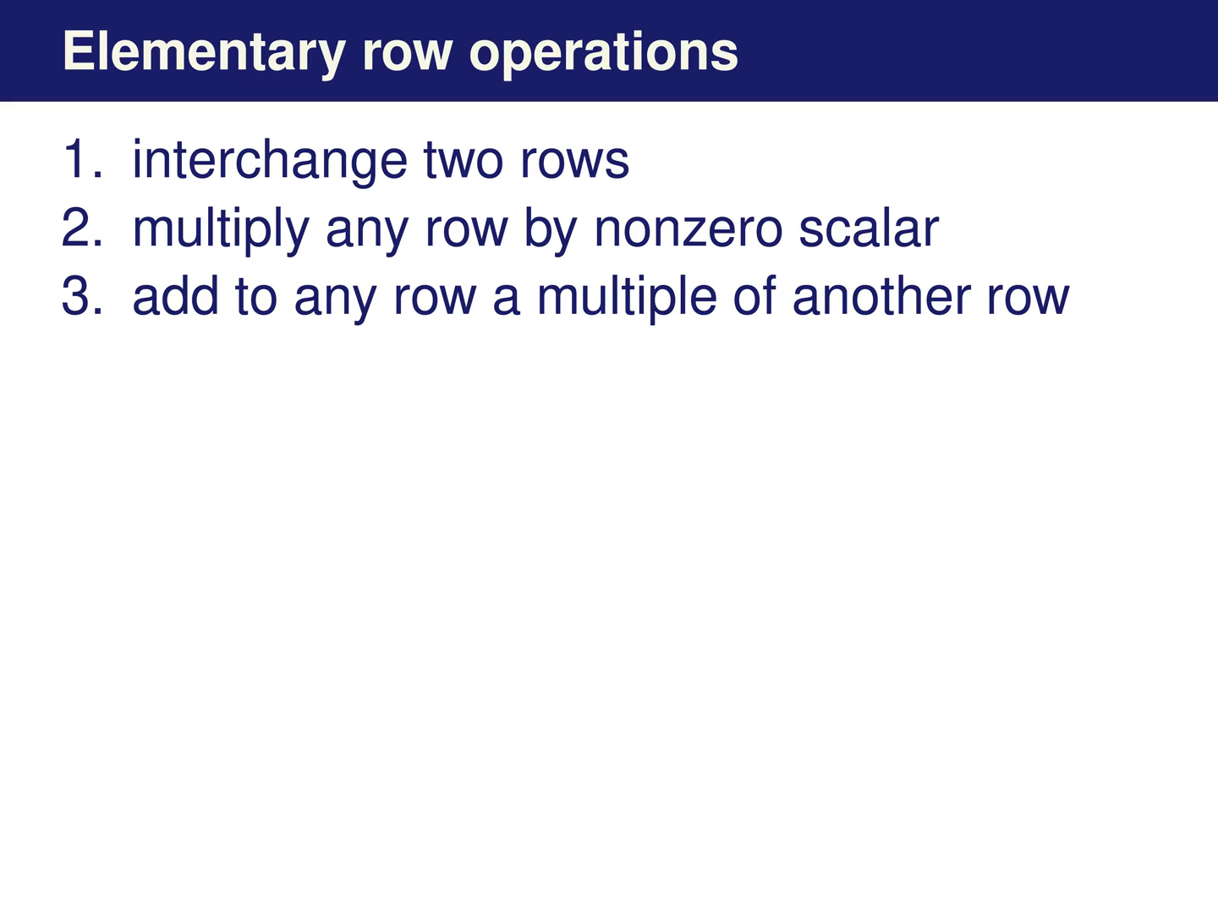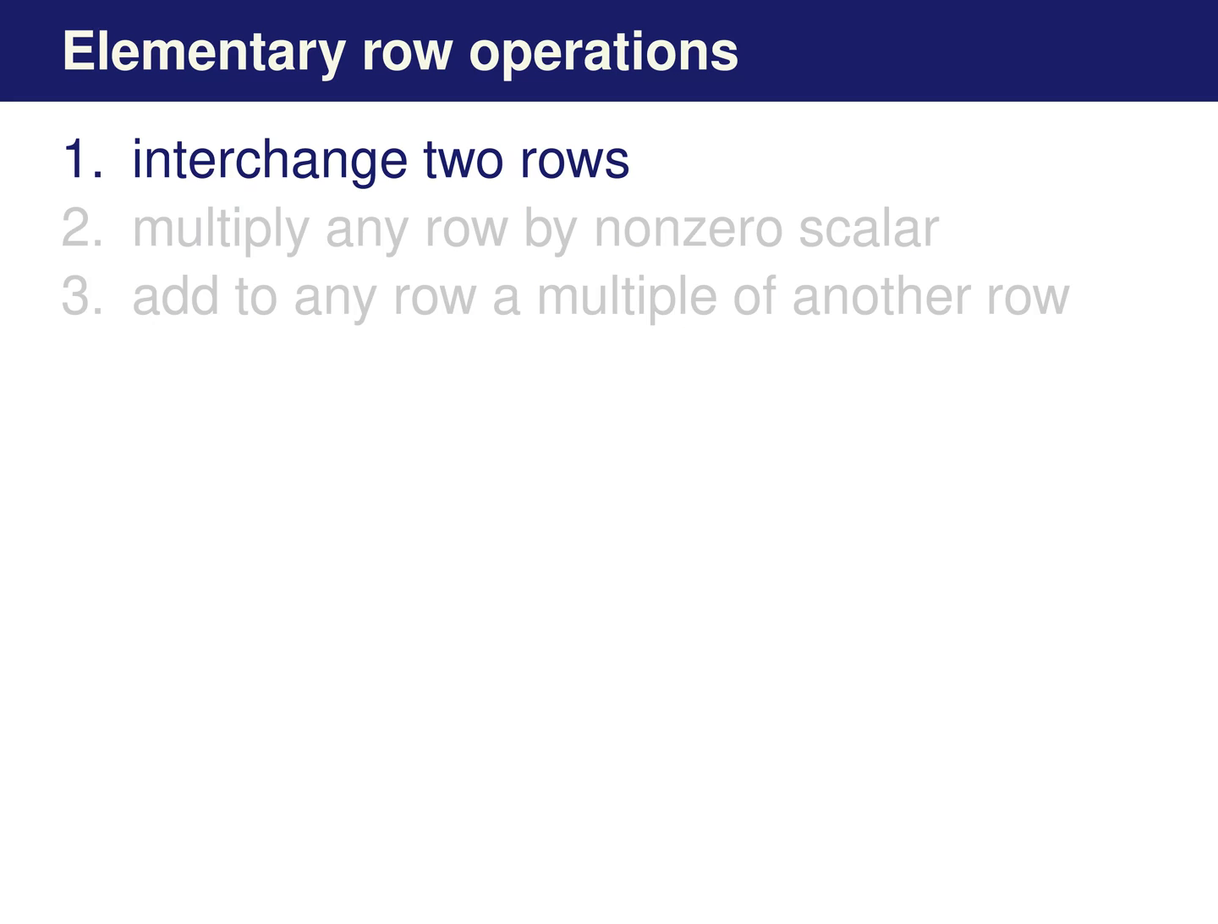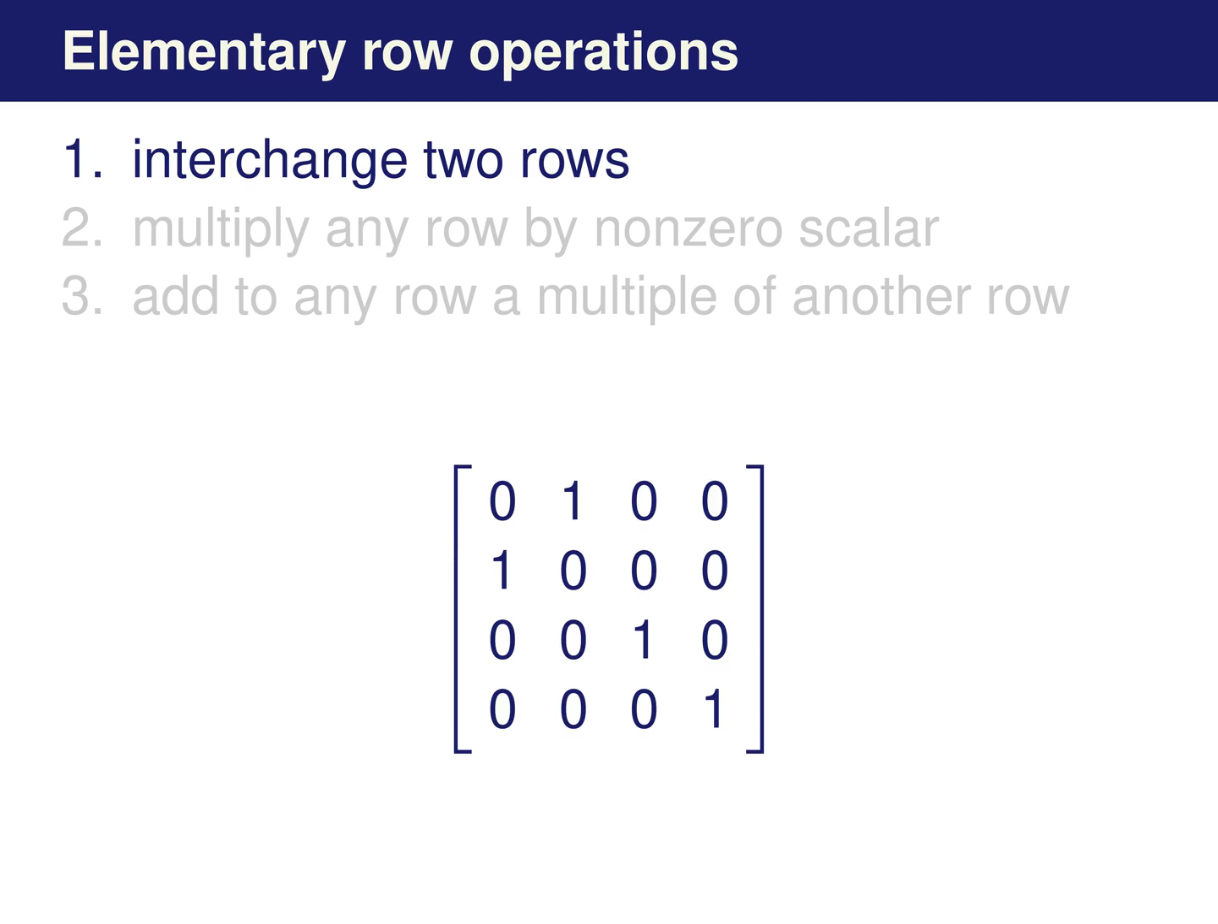Each of these operations can be performed by applying an elementary matrix. To interchange two rows, we apply a permutation matrix. For example, this matrix interchanges rows 1 and 2 of a 4x4 matrix. This matrix interchanges rows 2 and 4 of a 4x4 matrix.